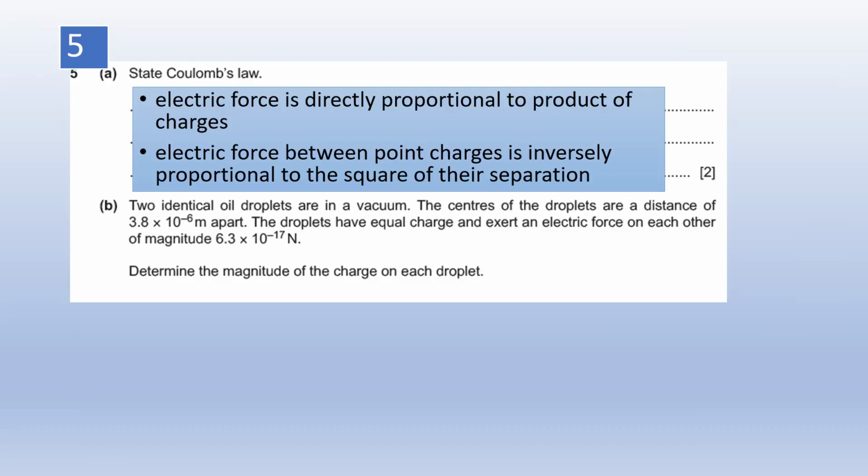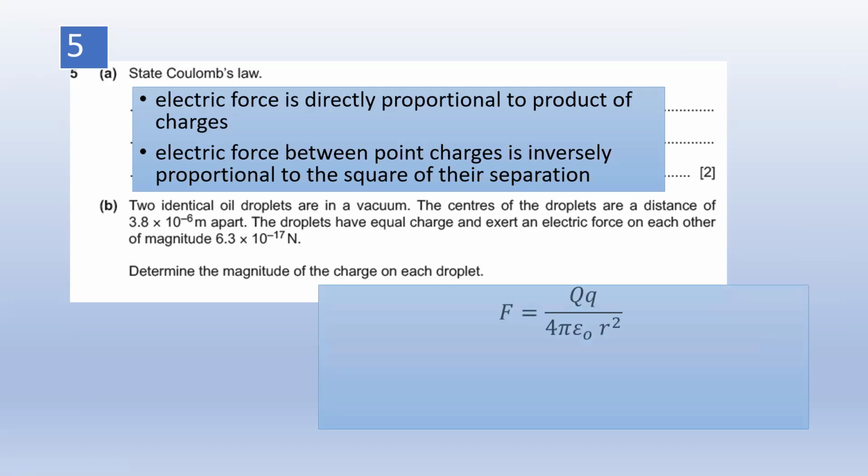Two identical oil drops are in vacuum. The centers of the oil drops are 3.8 times 10 to the power minus 6 meter apart. The oil drops have equal charge and exert an electric force on each other of magnitude 6.3 times 10 to the power minus 17 newton. Determine the magnitude of the charge on the oil drop.